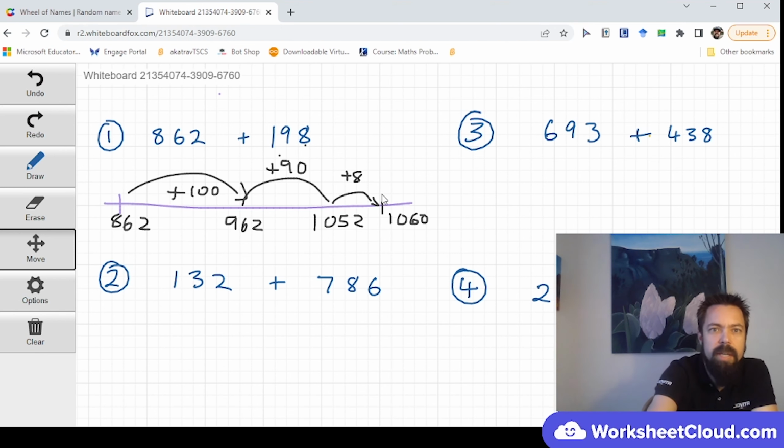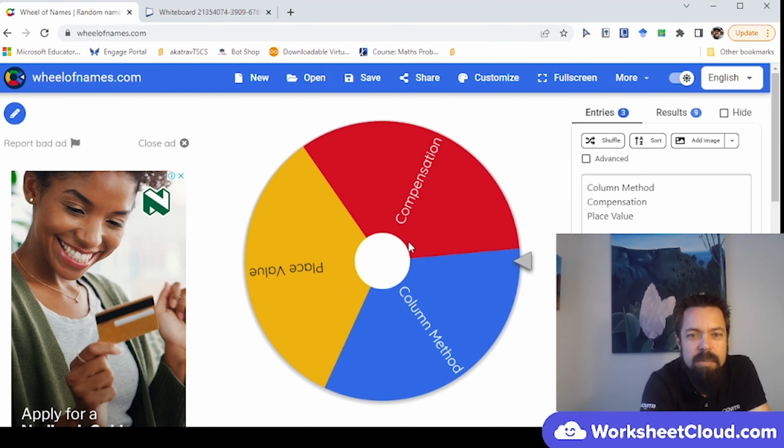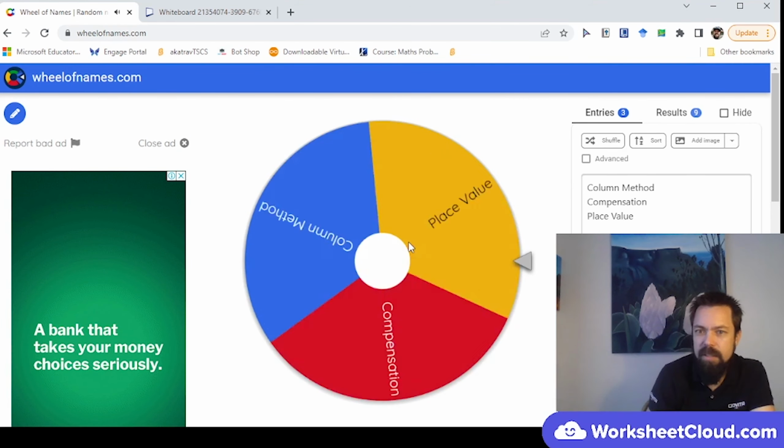Right, number line. Okay, we're going to do one more from our random selector. What are we going to get?